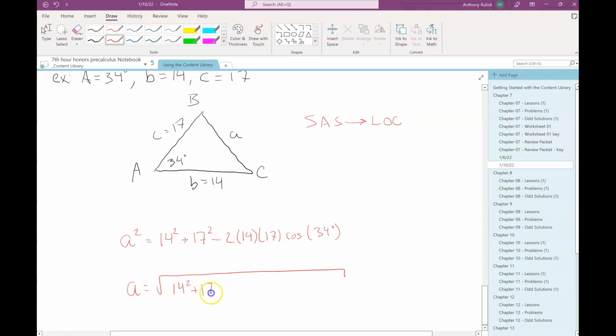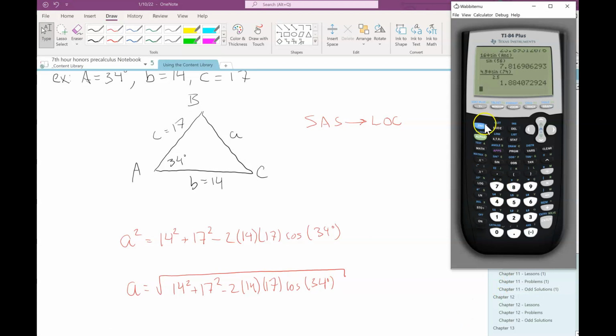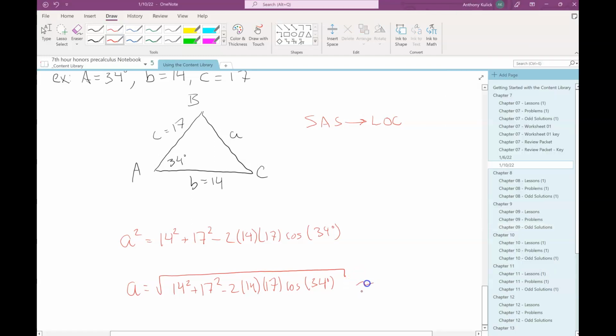If it's me, I'm not going to do any intermediate calculations. I'm just going to square root both sides and then type the whole thing into my calculator in one big piece. Because there's less chance of me doing the wrong order of operations or something, right? So I get about 9.51 for side A.